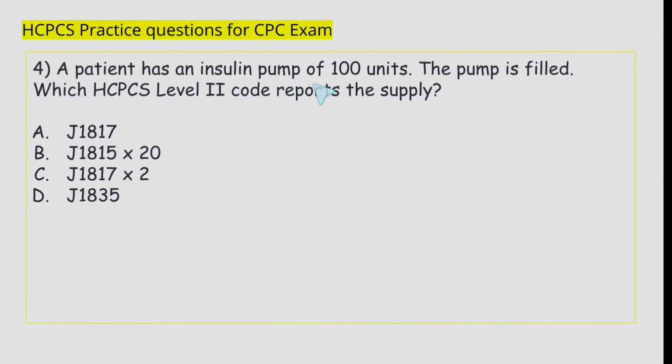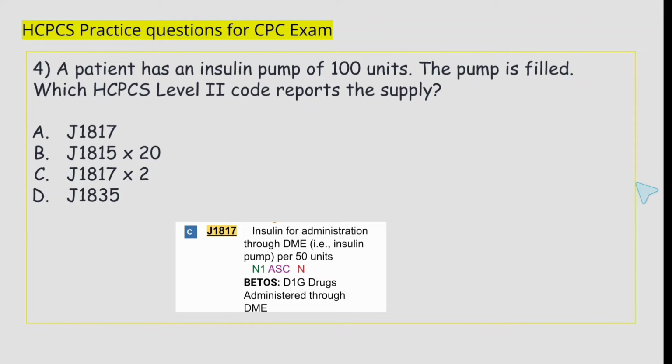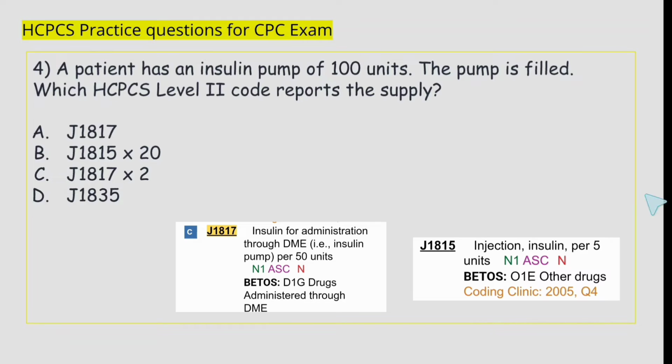A patient has an insulin pump of 100 units. The pump is filled. Which HCPCS Level 2 code reports the supply? Check option A, J1817. J1817 is for insulin for administration through DME insulin pump per 50 units. And check the code J1815 which is for injection insulin per 5 units.